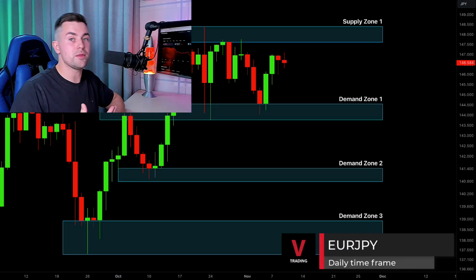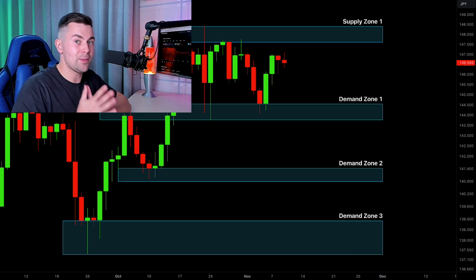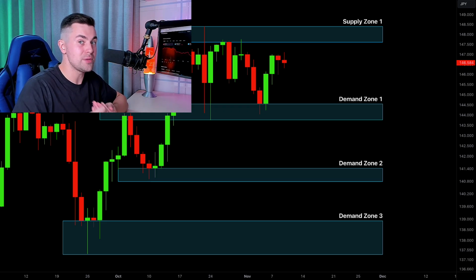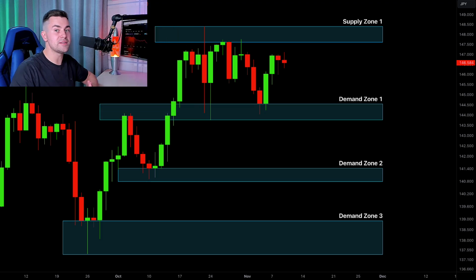For this strategy, the liquidity zones will be the historically significant supply and demand zones, the zones that were important for the market in the past, and from where we saw significant bullish and bearish reactions. Here you can see the examples of liquidity zones on euro-yen pair. All these areas were important for the market in the past, and from all these areas we saw significant movements.